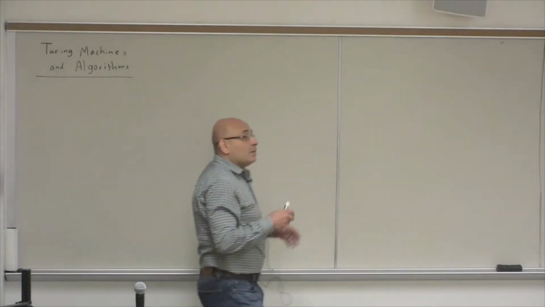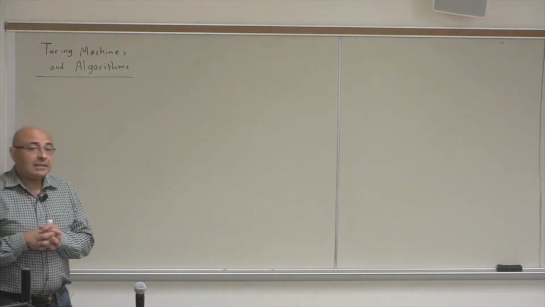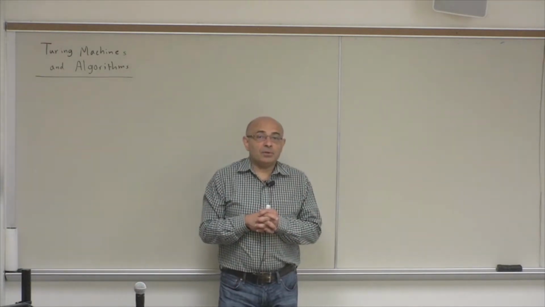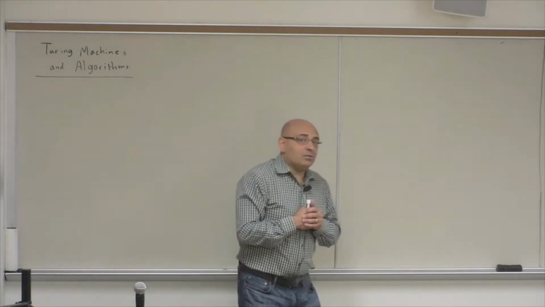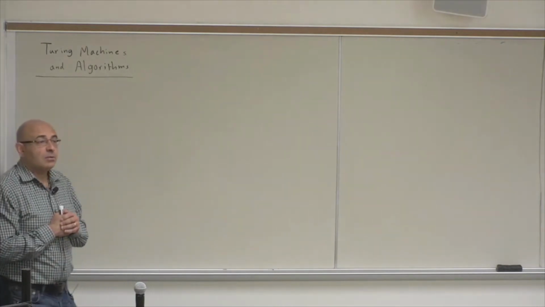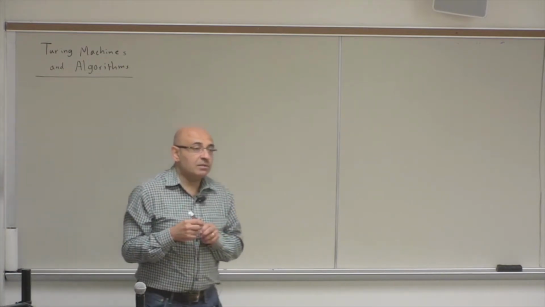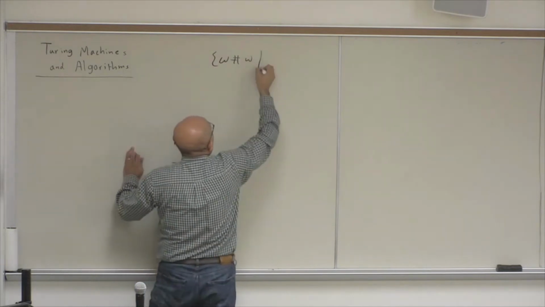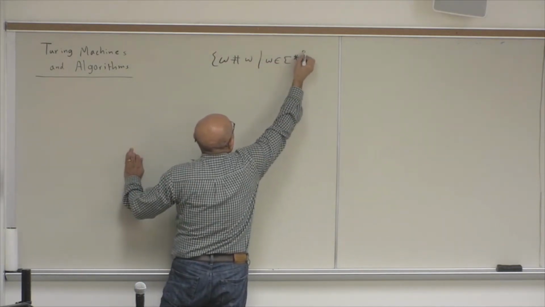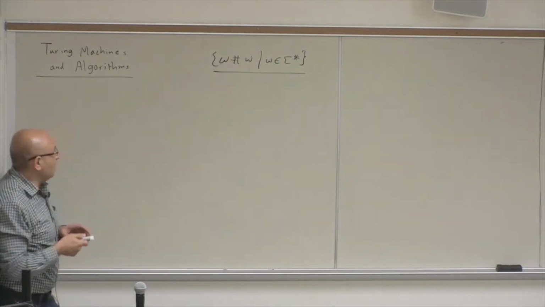So today we'll be talking about Turing machines and their relation to algorithms, or in other words, a Turing machine as a definition of an algorithm. Last time we introduced Turing machines, and we gave a high-level description of a Turing machine that recognizes what language? What was the language for which we gave a high-level description? So it was this language. So we just gave a high-level description of a Turing machine that recognizes this.